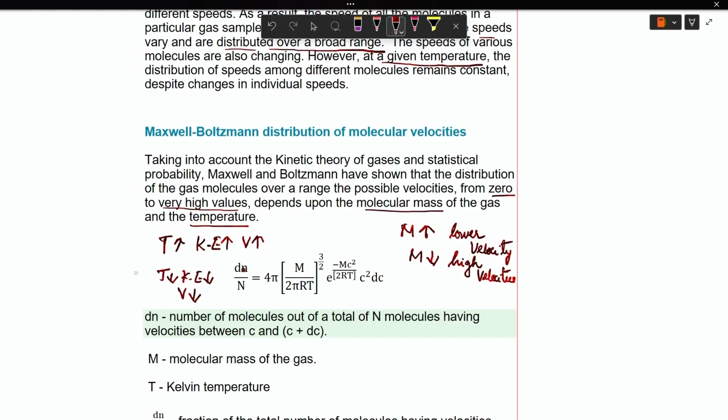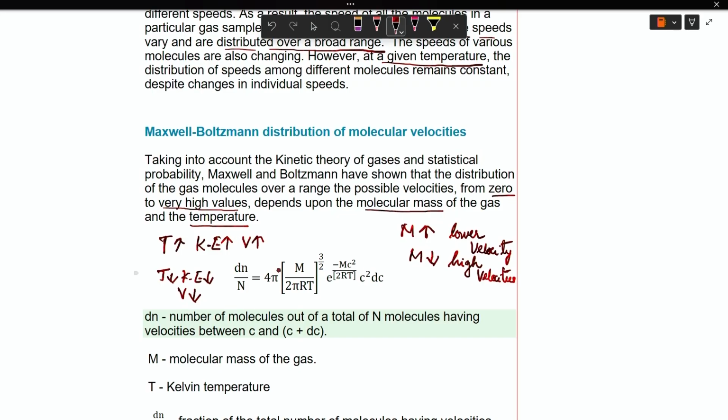And they have developed an equation, the derivation not required, which is dN by N equals 4 pi into (m divided by 2 pi RT) whole raised to 3 by 2, into e to the power minus mc square divided by 2 RT, multiplied by c square dc. Now, I will explain the terms.